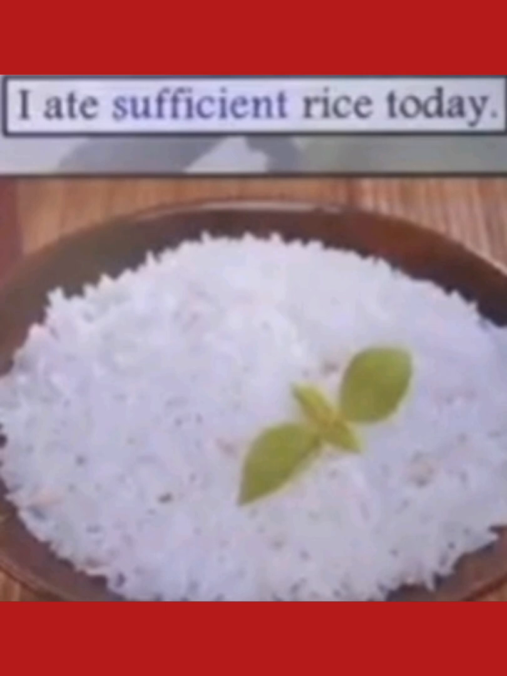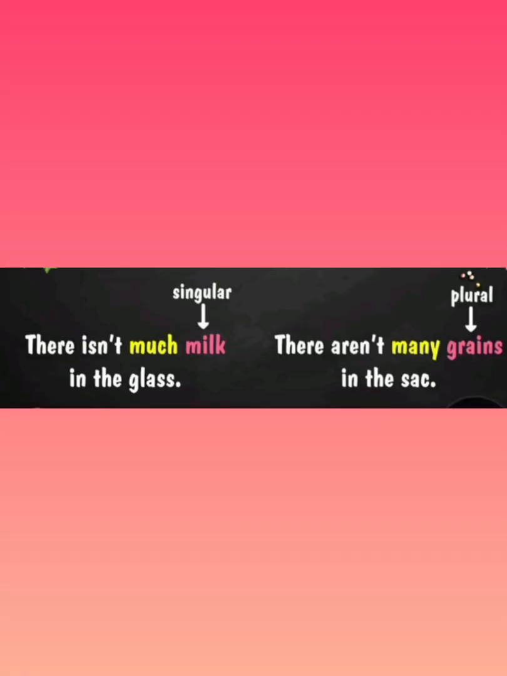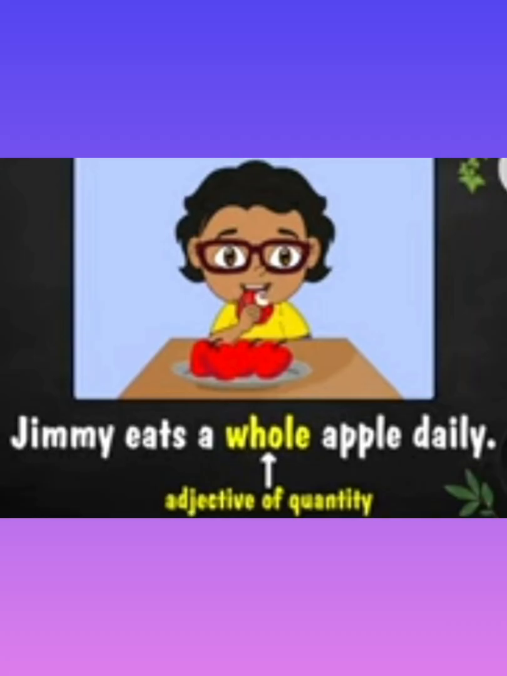Let's see another example. There isn't much milk in the glass. Here, milk is the noun and much is answering the question, how much milk? Much milk. So much is considered as the adjective of quantity. Jimmy eats a whole apple daily. Here, apple is the noun and apple is described by the word whole and it is telling us about the quantity of apple, how much apple. So, whole is considered as the adjective of quantity.